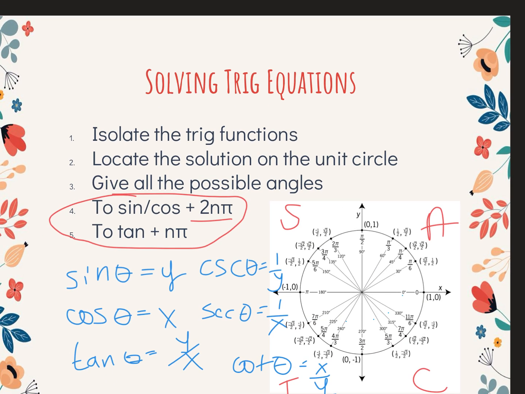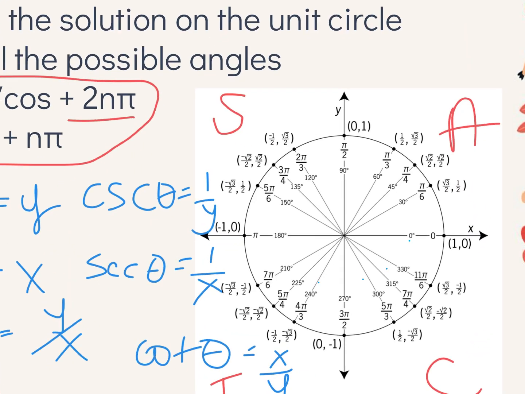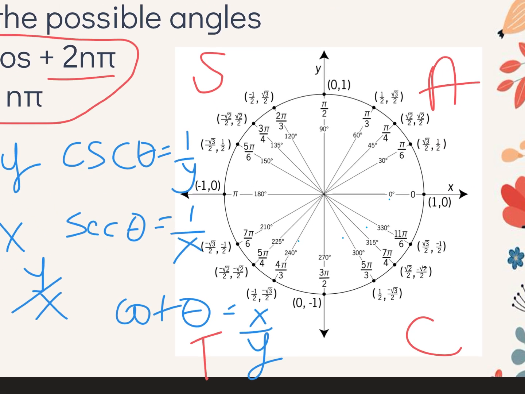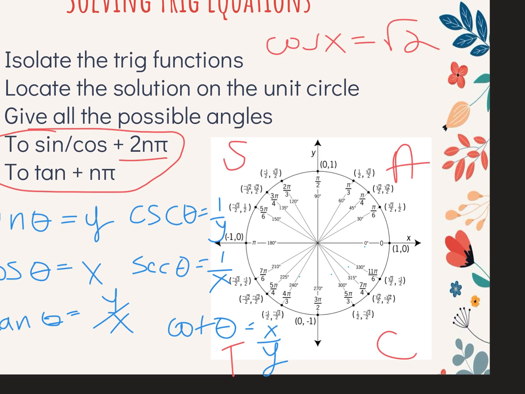If you are asked, say you solve the equation, just going over some things you might see, and it says cosine x equals the square root of 2, right? So think about this. What value is cosine? X. So look at the unit circle. Is there any x value, any x coordinate that is just the square root of 2? No. So you would have to use a calculator for that. You would have to say cosine.